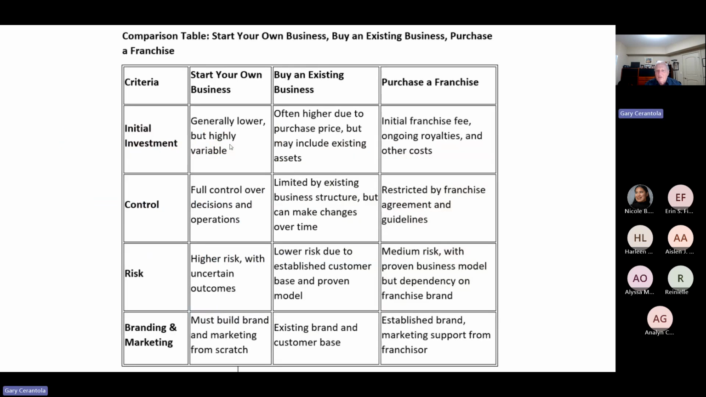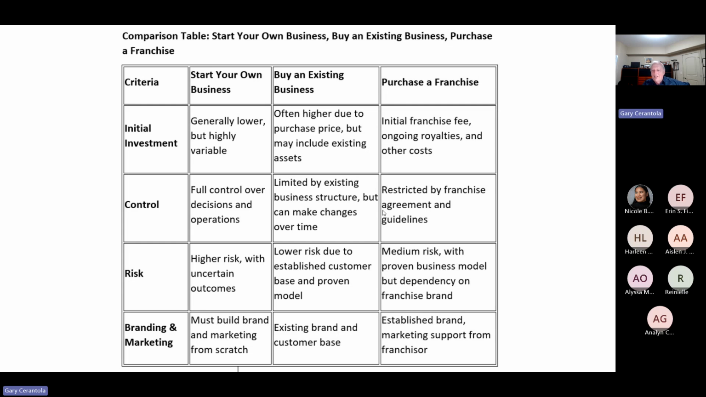Okay, and so here's a kind of table I put together to be able to compare starting your own business, buying an existing business, or purchasing a franchise. So there's different criteria. Look at initial investment, yeah, a lot lower. It cost me that. Buying an existing business was just too much money. And then purchasing a franchise, initial franchise fee, ongoing royalties. I didn't want to get into that, right? So that's what put me in this one. I had full control over my decisions and operation, but a lot higher risk. All right. And then, hey, I had to do my own marketing. I had to build my own brand, right from the start.